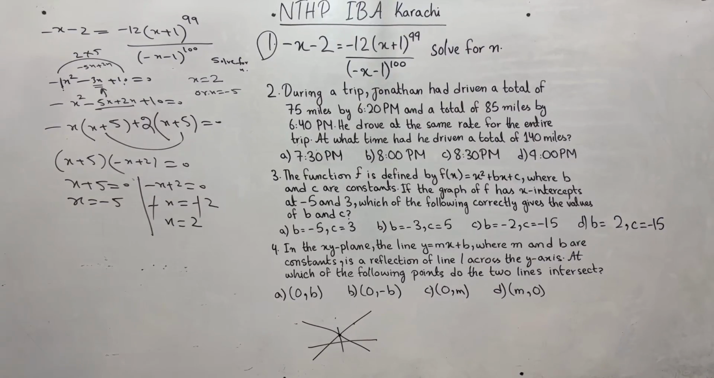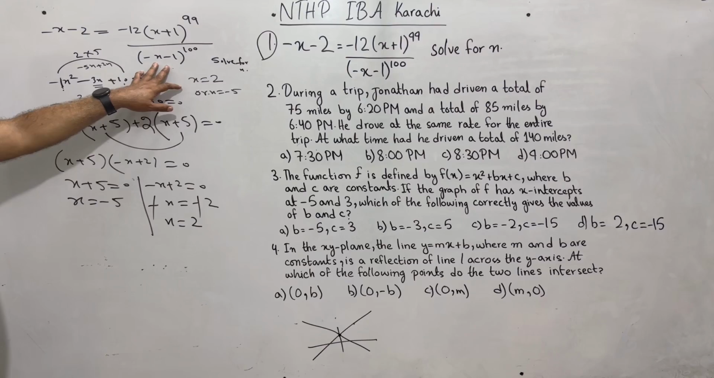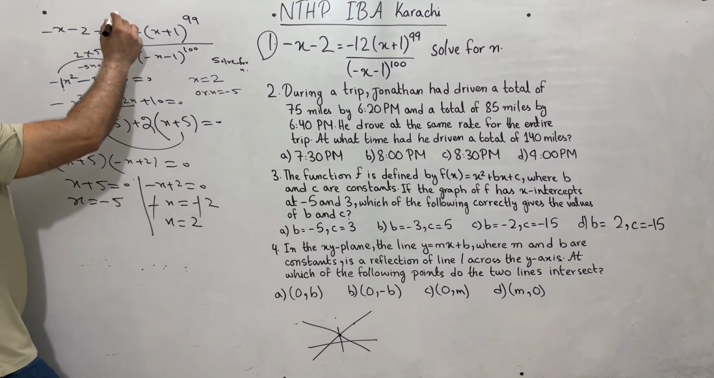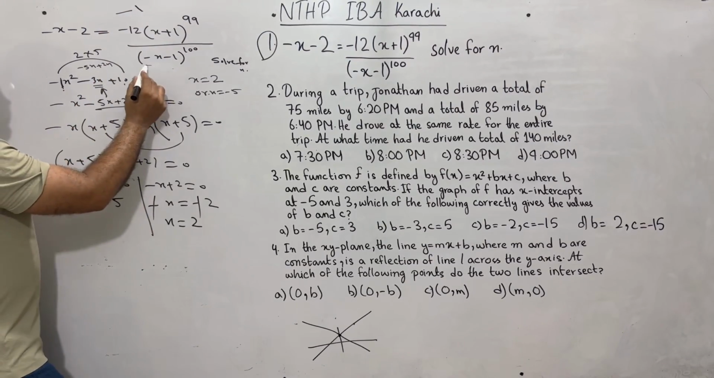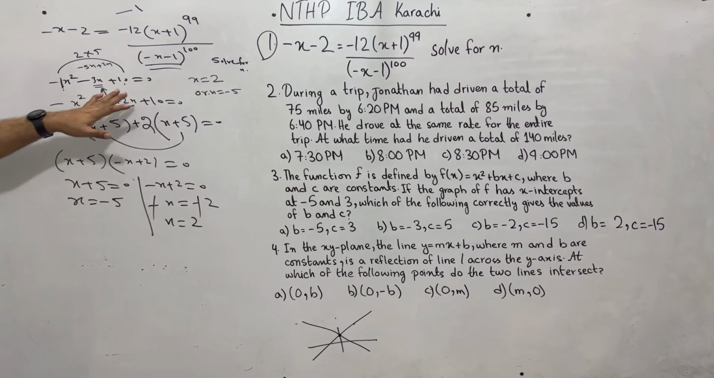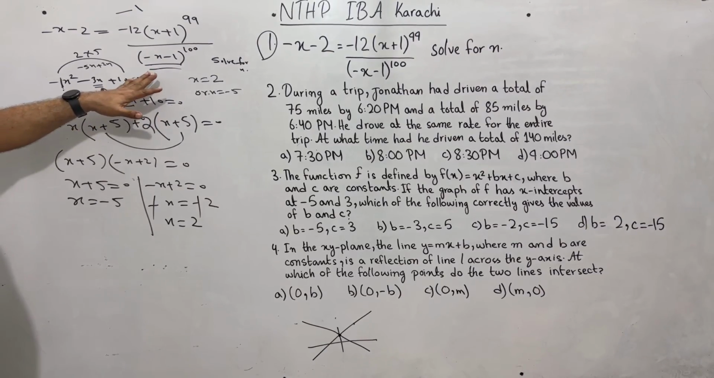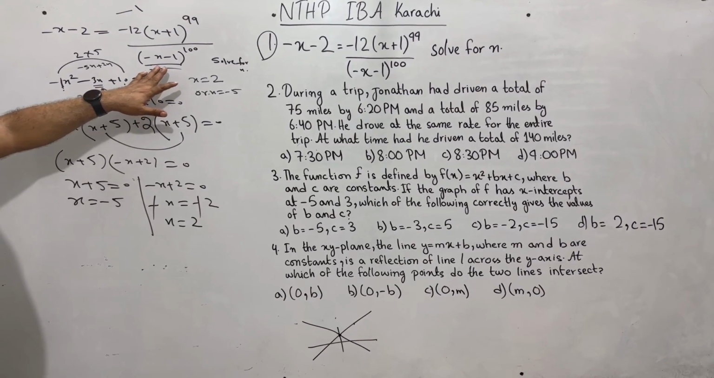The key to solve this question is to take negative common. Taking negative common or minus 1 common is a wonderful thing in mathematics. It's a minute step, almost ignorable, but it works wonders.